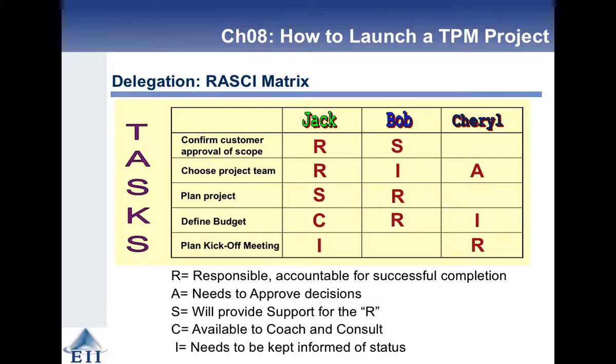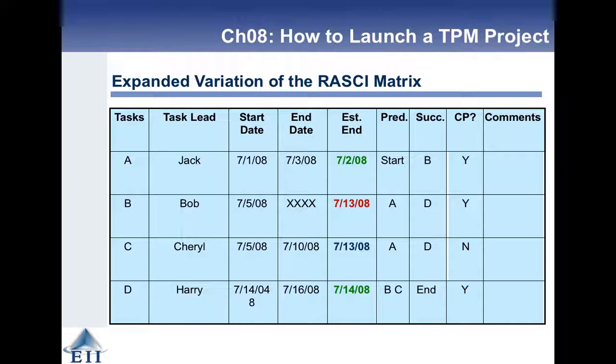Right, and here's, I think we talked about a Wysocki matrix before. Who's responsible, who needs to approve, who gives support, who's able to coach and consult, and who needs to be kept up to date with what's happening. And this is just an expanded version about when things should start and end, and relevant to the tasks that are happening.